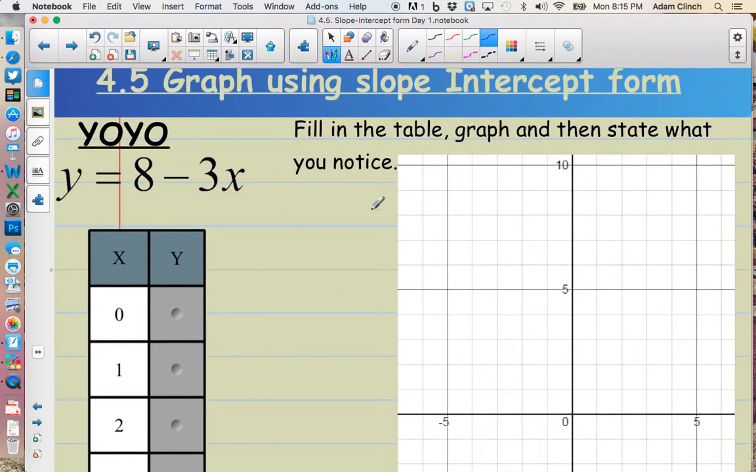So on the whiteboards, if you would now, please pull them out and try this. The question is to fill in the table, graph, and then state what you notice. It's y equals 8 minus 3x. So try it now, and then pause the video when everyone's had a chance to try it.